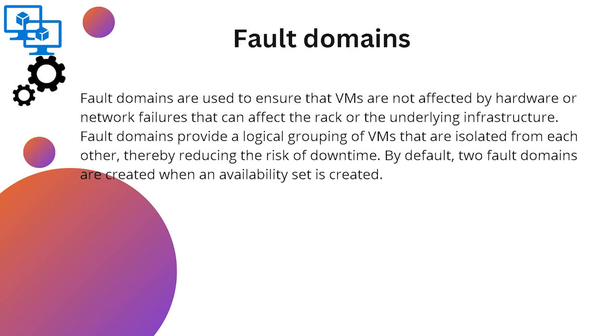What is a fault domain? Fault domains are used to ensure that VMs are not affected by hardware or network failures that can affect the rack of the underlying infrastructure. Fault domains provide a logical grouping of VMs that are isolated from each other, thereby reducing the risk of downtime. By default, we use fault domains with availability sets wherever possible.